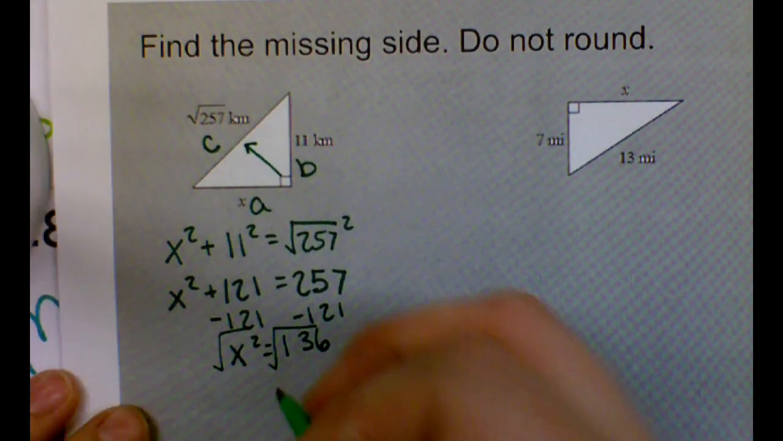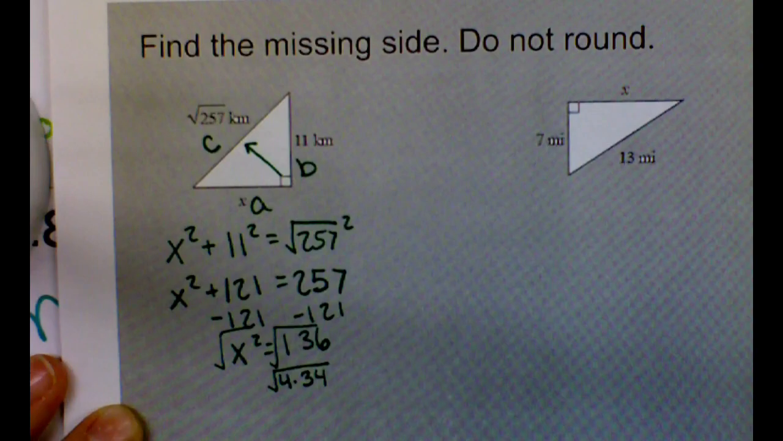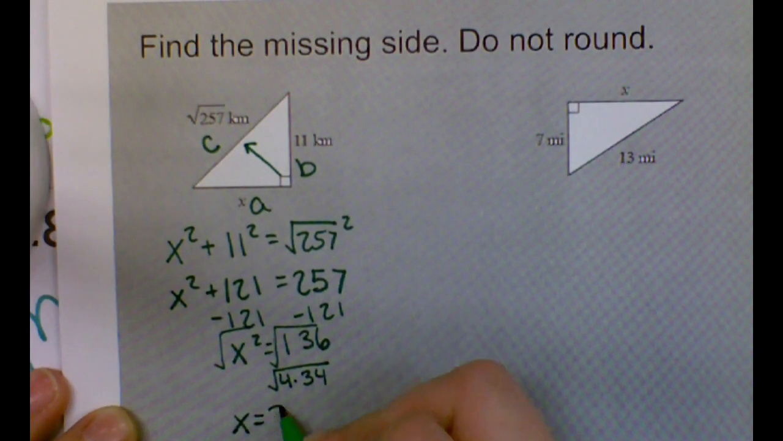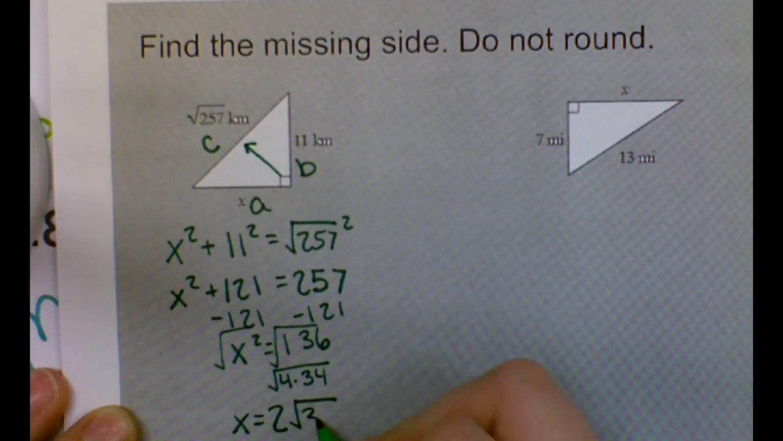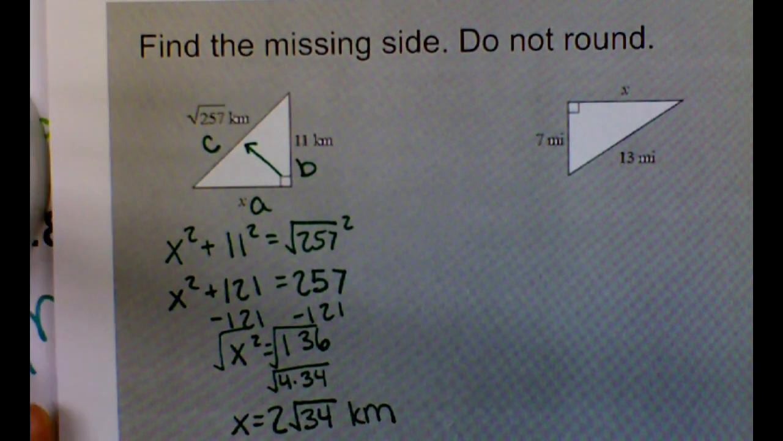And 4 goes into 136. It's 4 times 34. 34 doesn't have a perfect square that goes into it. Square root of 4 is 2. Square root of 34 stays. Label it kilometers, and we're done.